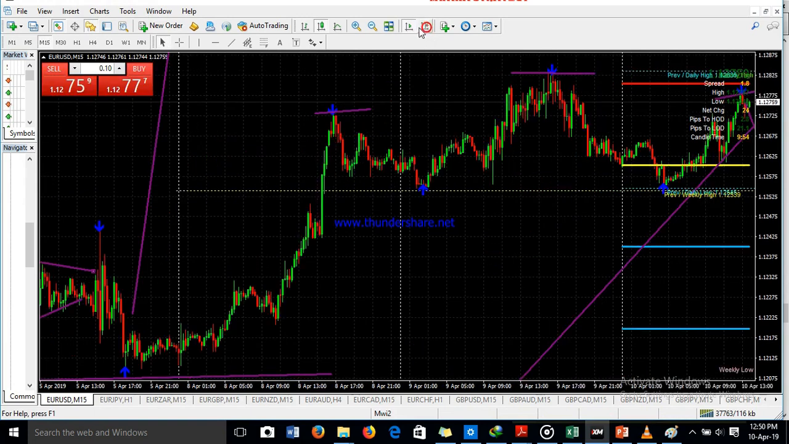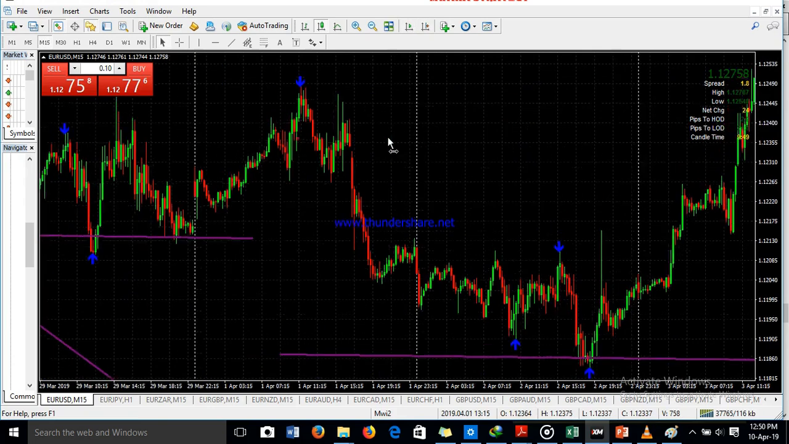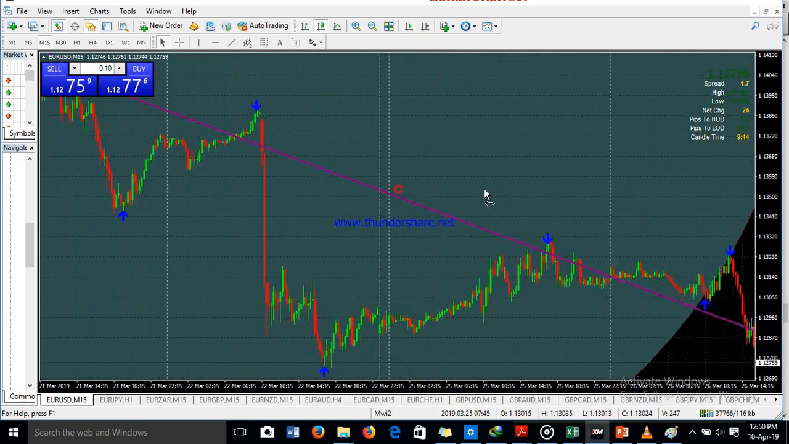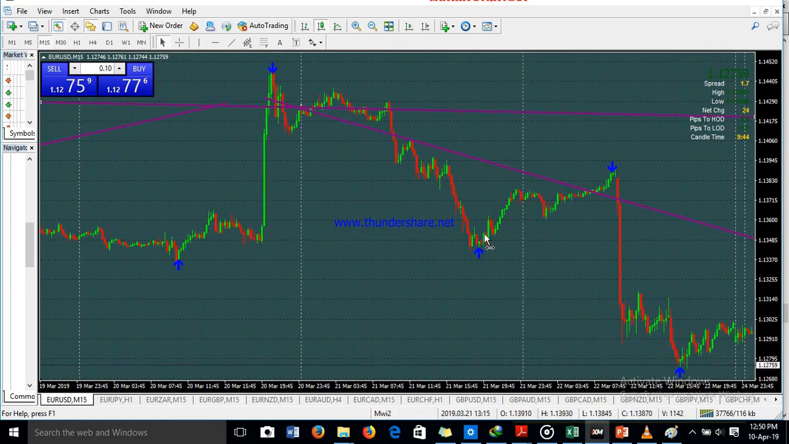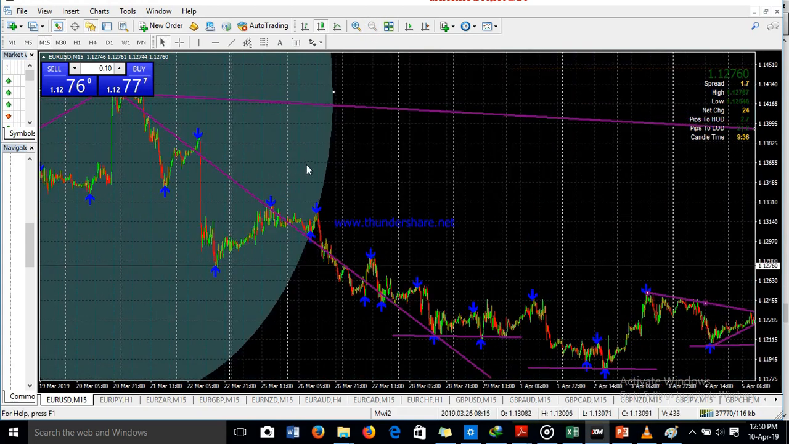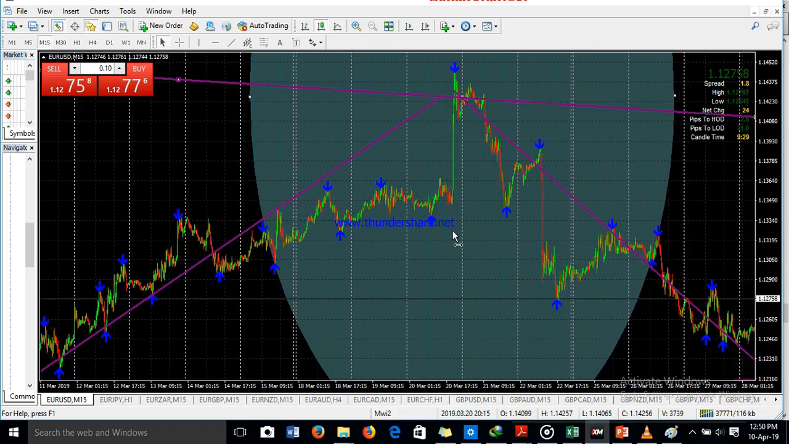Our entry chart. I'm not sure what day that was. See what actually happened on that. This is the circle that I had circled on the 4-hour chart.